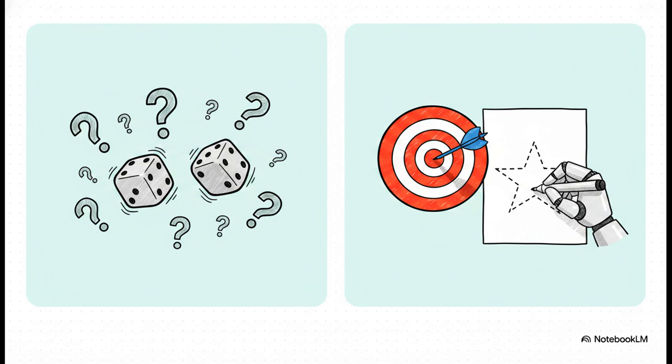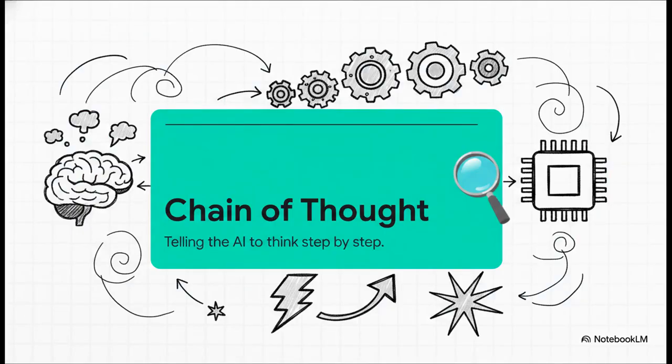But if you show it 1 or 2 clear examples of the exact style you want, maybe it's a specific layout for a recipe or a very particular tone for a business email, the AI will perfectly mimic the style of those examples. It acts exactly like a visual template for the AI to trace right over. Now prepare to be amazed.